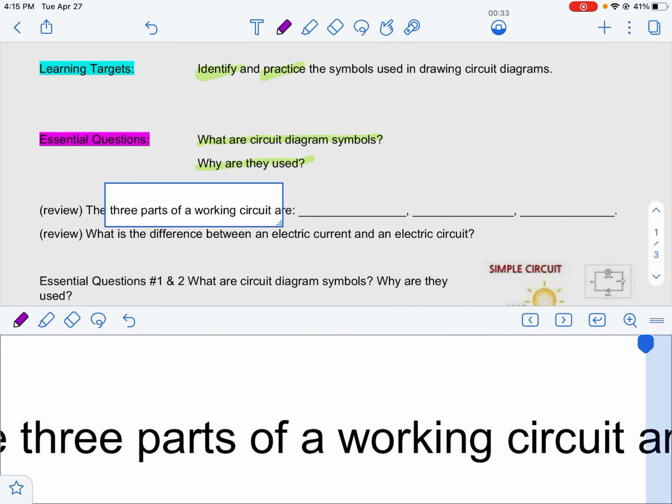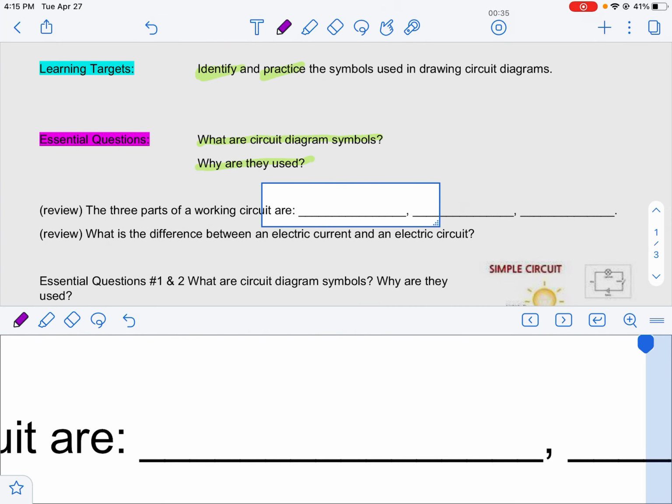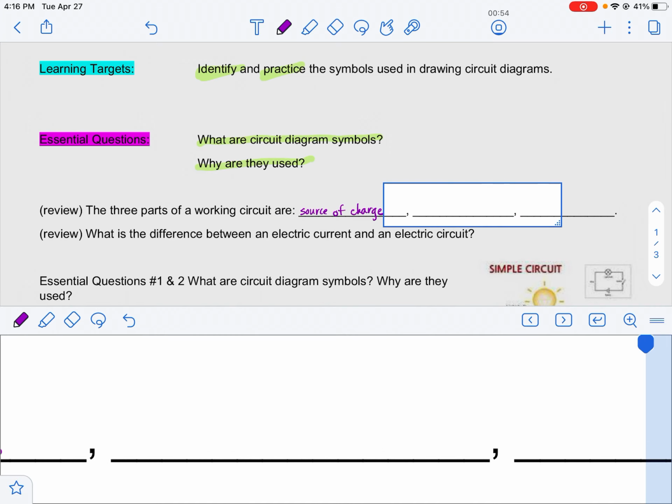So let's start, as we always do, with a little bit of review here. The three parts of a working circuit, we just did this last class, so hopefully you remember, but you have to have a source of charge, and that can be a battery, or you can plug something into a wall, or it could be a photovoltaic cell, or it could be a windmill, right? You have to have a source of charge.